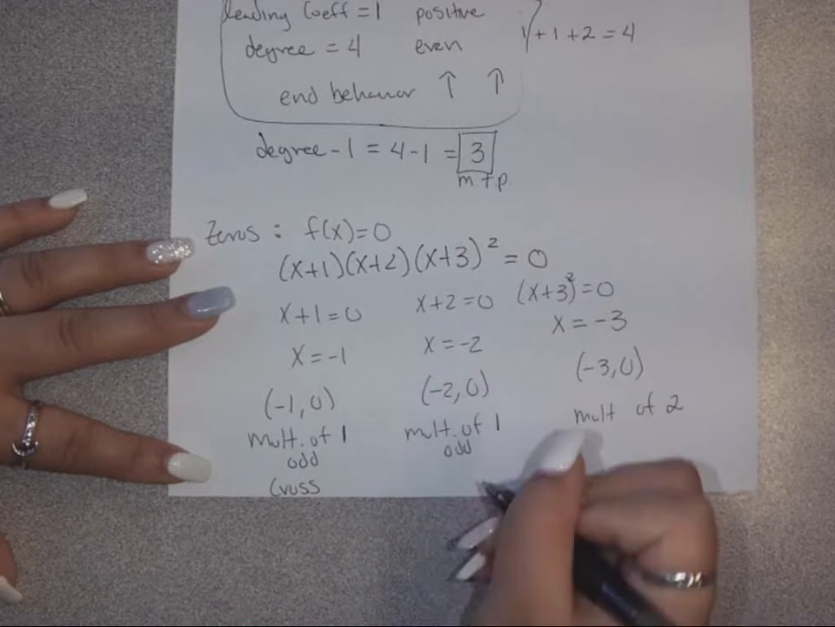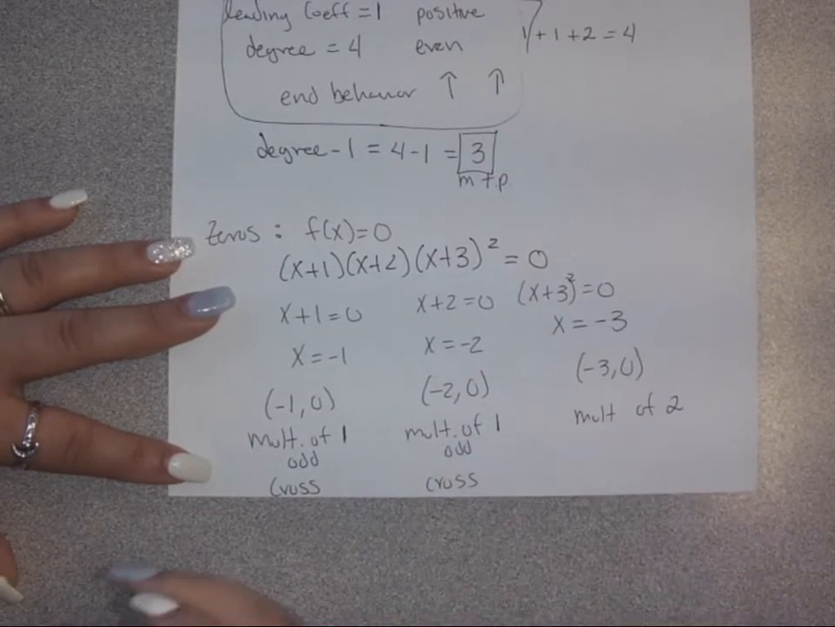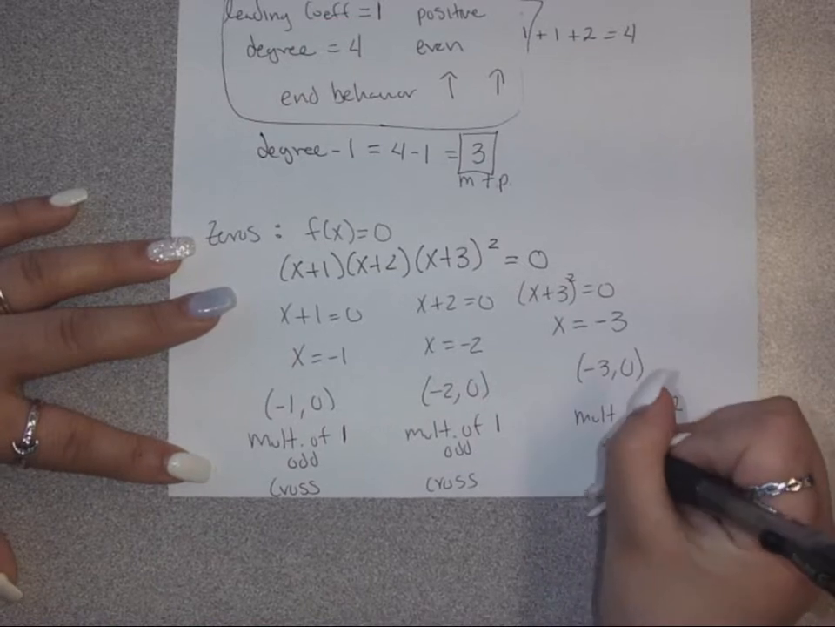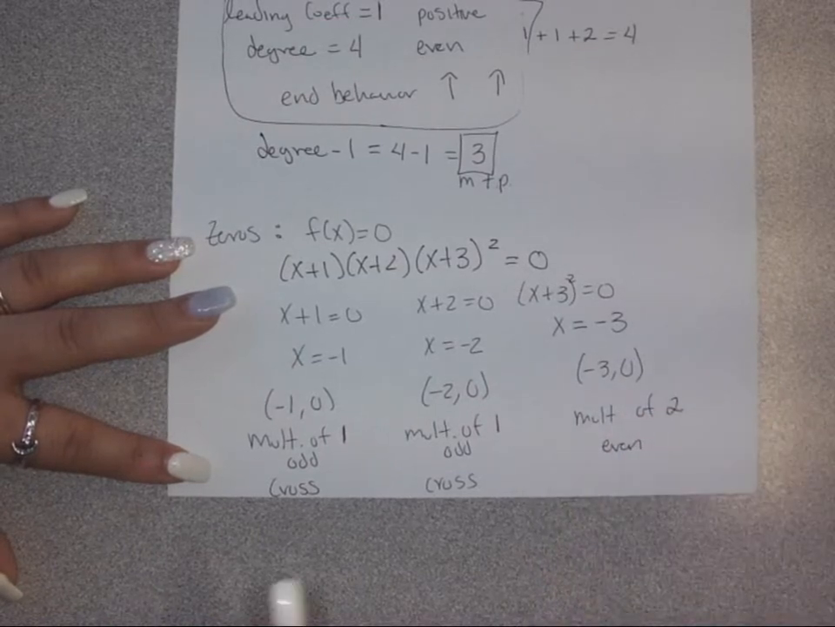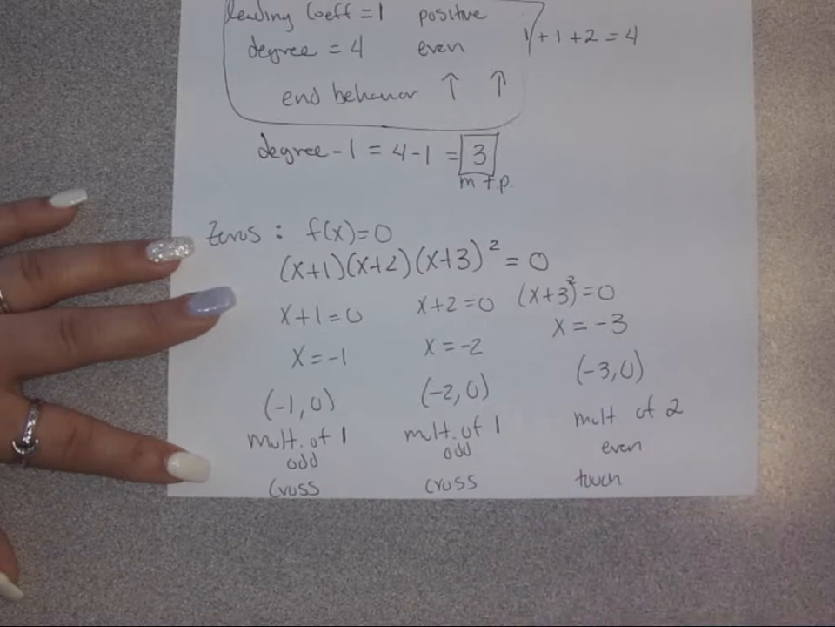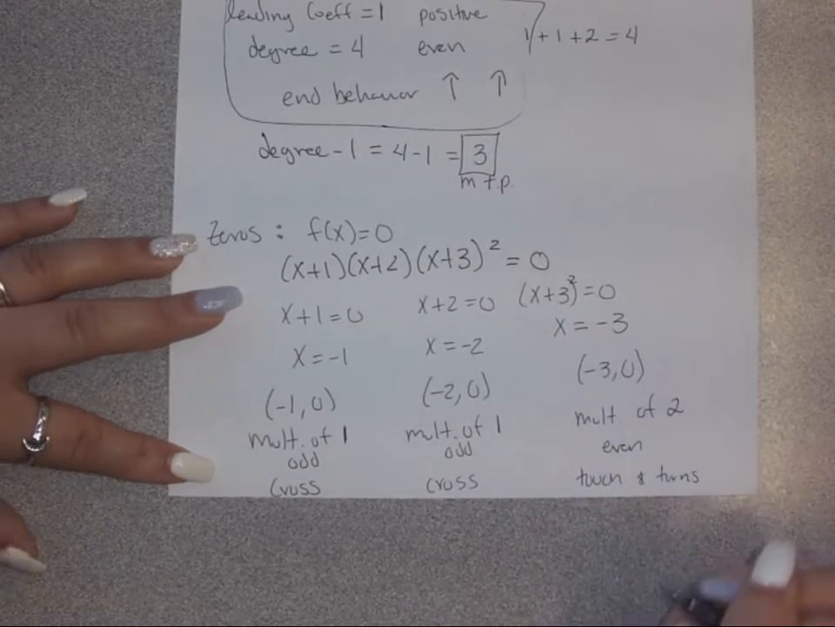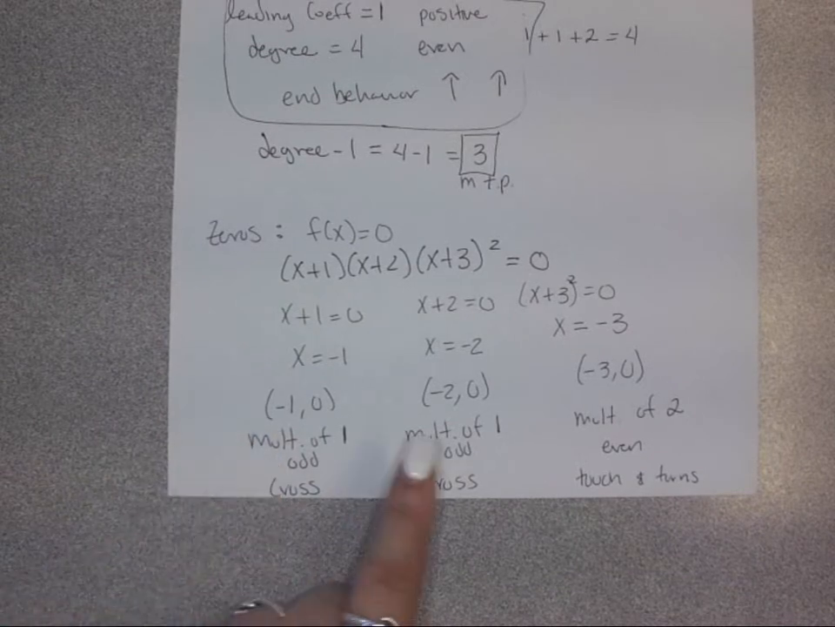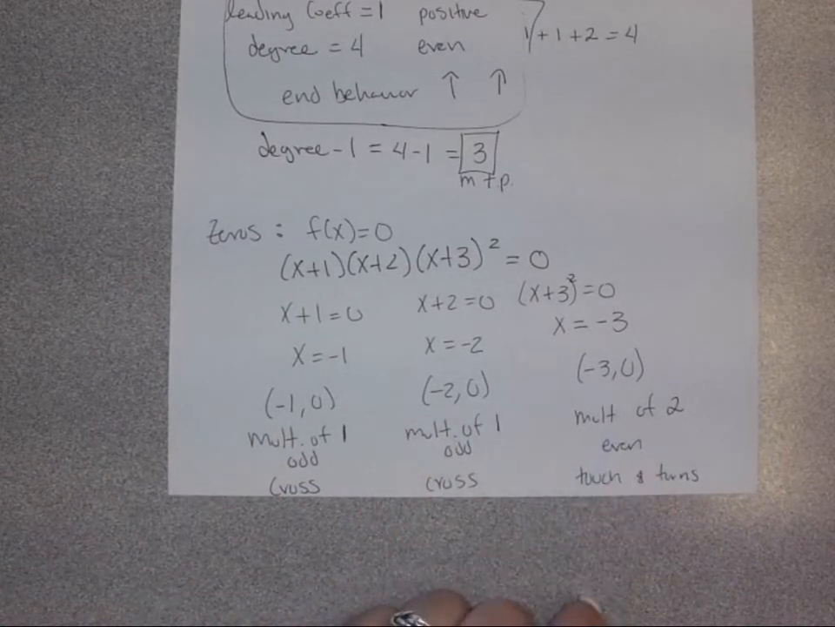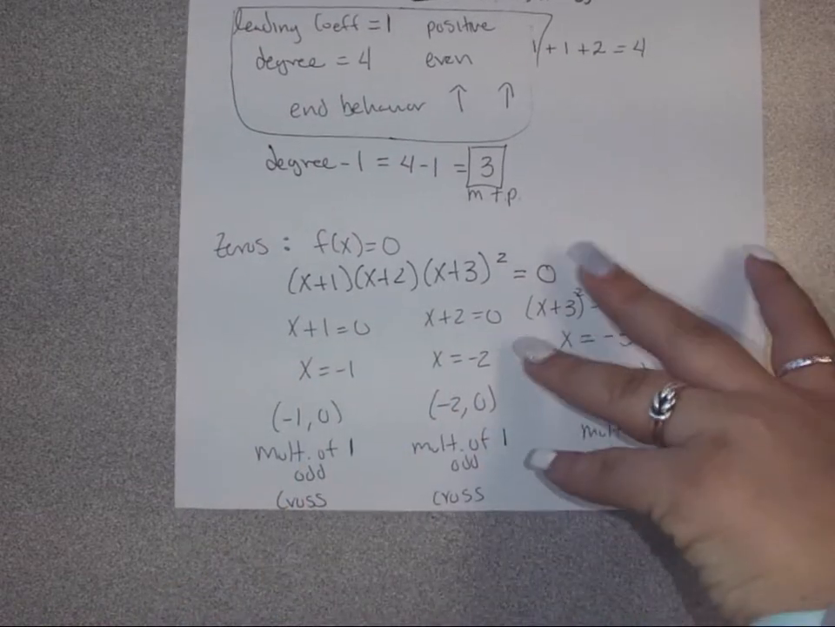1 is also odd, so that means this 0 is also going to cross. Here we're dealing with an even multiplicity, so even multiplicities only touch and turn around. So we know when we're graphing, these are going to cross, this one is only going to touch and turn around. So that's finding your x-intercepts.